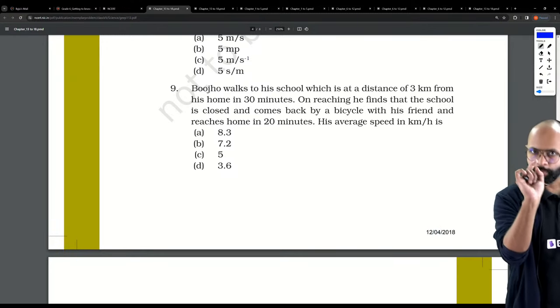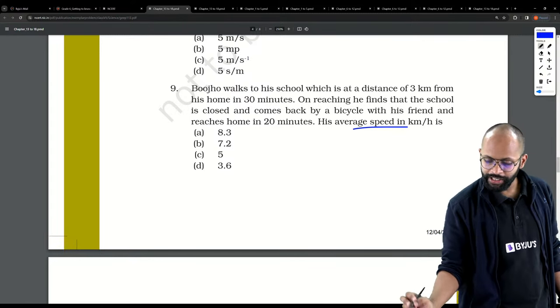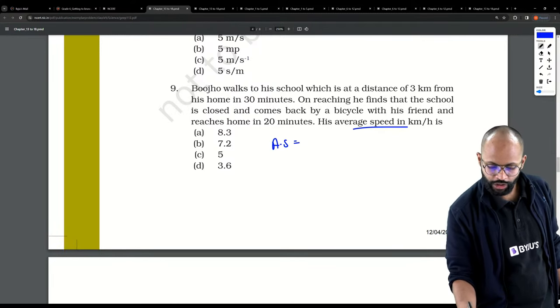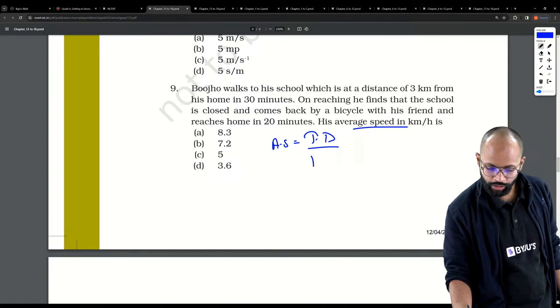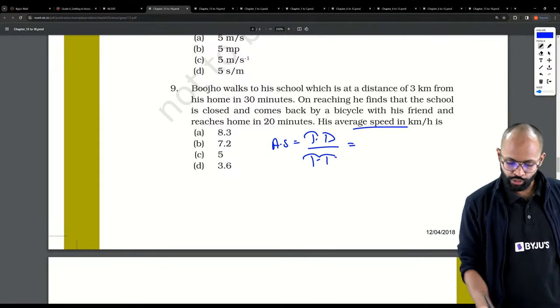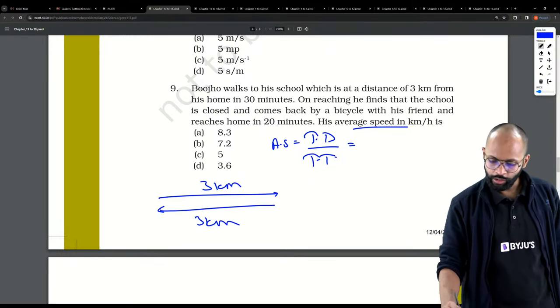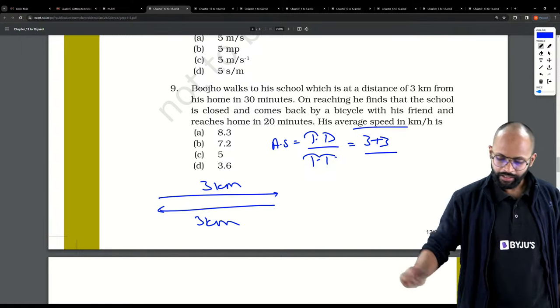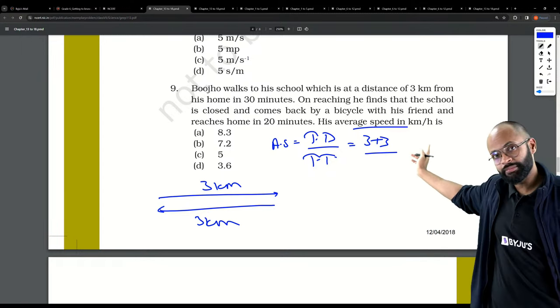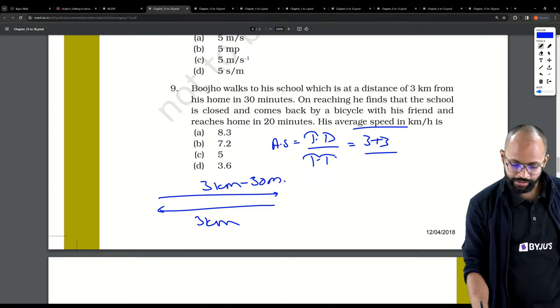Bacho, you know the basic formula? I'm hoping you know the basic formula. Sir, average speed is asked. Average speed is equal to total distance upon total time. What is the total distance? Bujo goes to school 3 km, comes back 3 km, right? Total distance will be 3 plus 3. He goes to school, takes 30 minutes, comes back, takes 20 minutes.